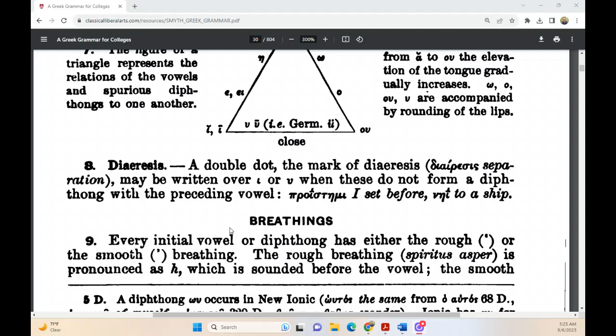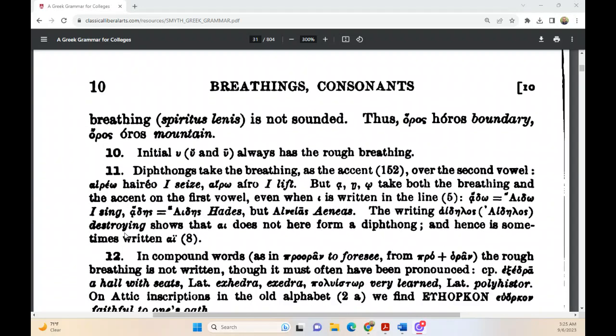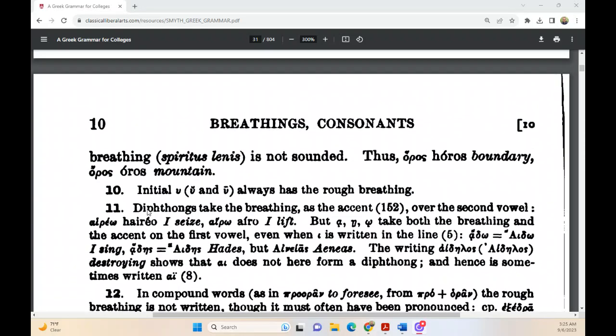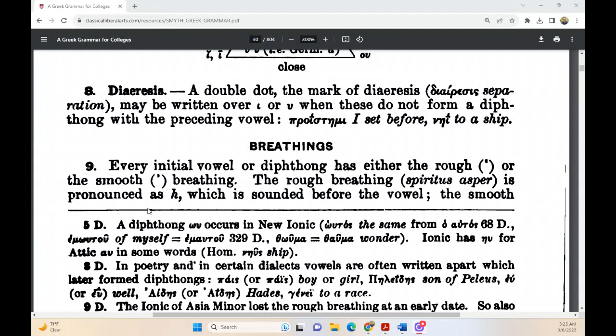I'd like to provide students with some help working through the content of Lesson 3, in which we're going to be studying Articles 9 through 14. You can see the topic of this lesson is breathings. Another name for this topic would be aspiration. Aspiration or breathings in Greek.